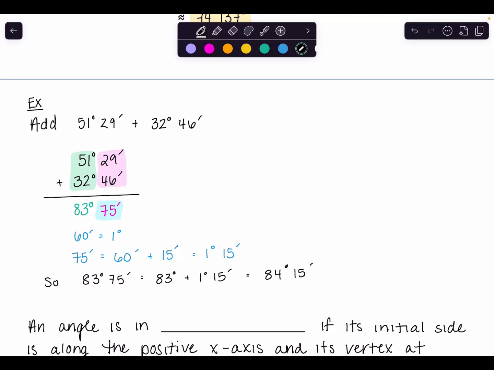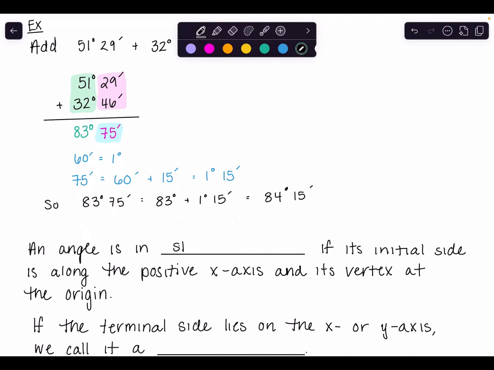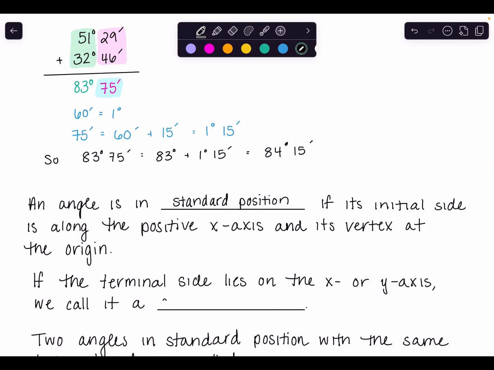Now what we wanna do is give some solid math to this. So one thing we can always do is impose this on the XY plane. So we say an angle is in standard position if its initial side is along the positive x-axis and its vertex is at the origin. If it happens to be that your terminal side lies on the x or y axis, we call that a quadrantal angle. Because basically it forms a quadrant, okay?